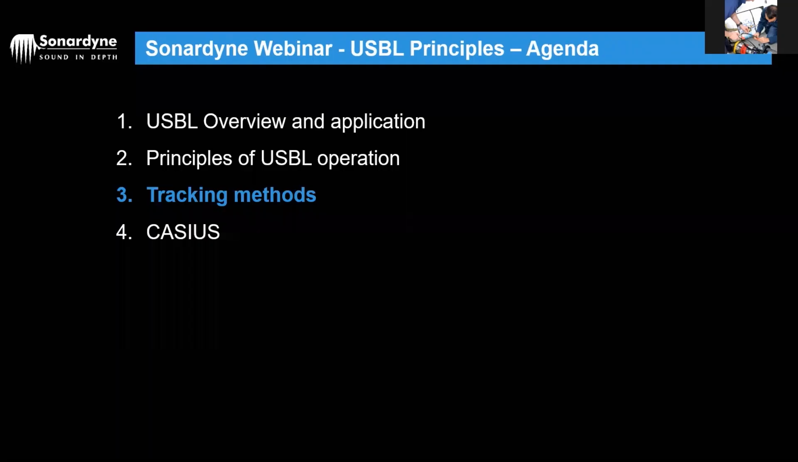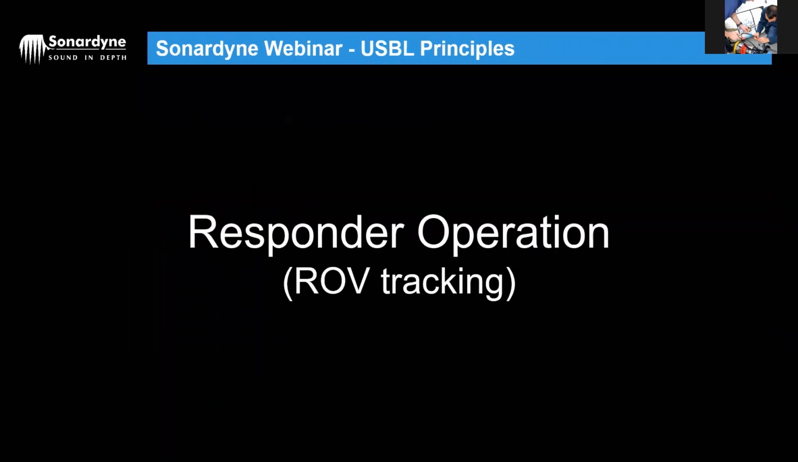Because now we understand how we measure the various parts, we're going to look at what it does to track various things, the different modes of operation for tracking an object. Starting with the relatively simple version of responder operation. This is ROV tracking or any other tethered vehicle, could be a towfish, for example, right?